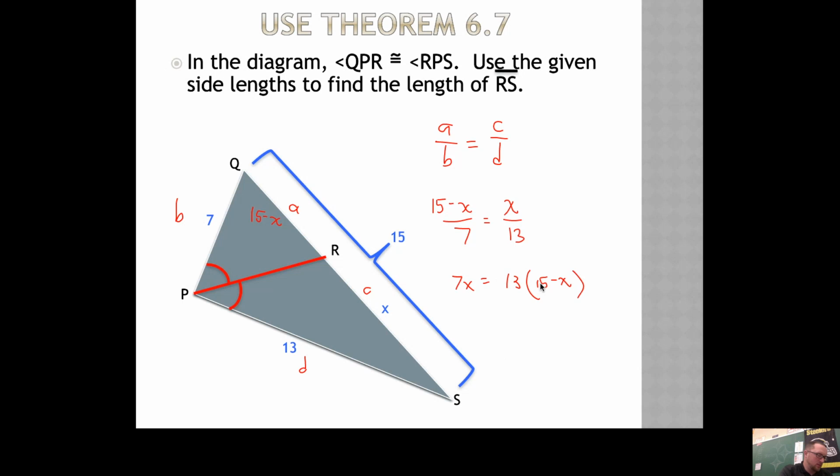13 times 15. You can use your calculator for that. It'll give you 195. And you have to distribute the 13 over the X as well. We're going to add 13X to both sides. And then we'll divide by 20. And we'll get 9.75.